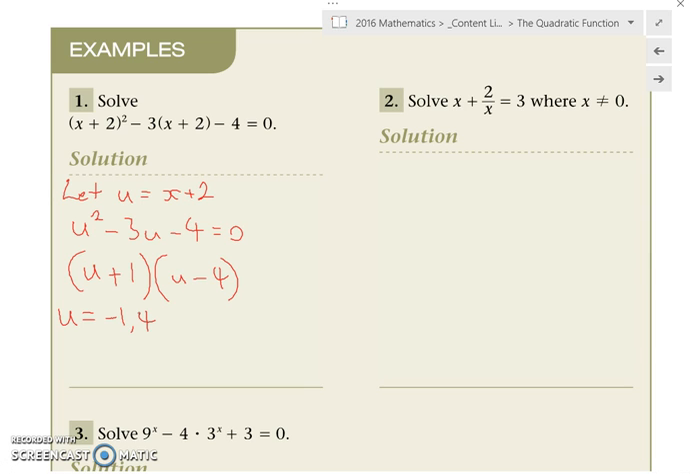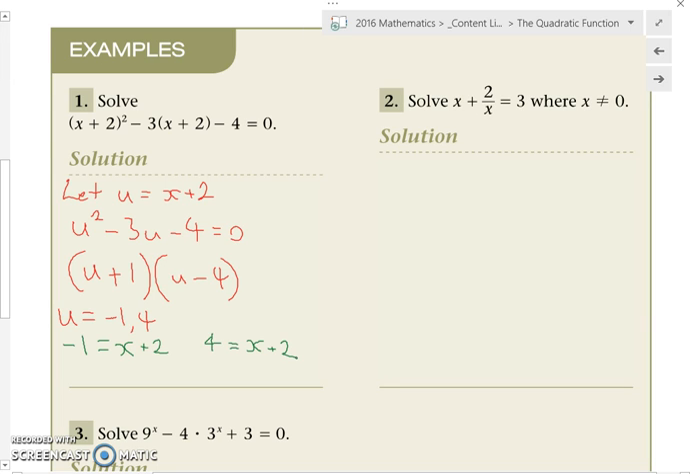We found what u equals. But u equals x plus 2. But we've said that u equals minus 1 or 4. Therefore, minus 1 equals x plus 2 and 4 equals x plus 2. Now you can solve for x. Does that make sense? It's actually quite pretty in the end.